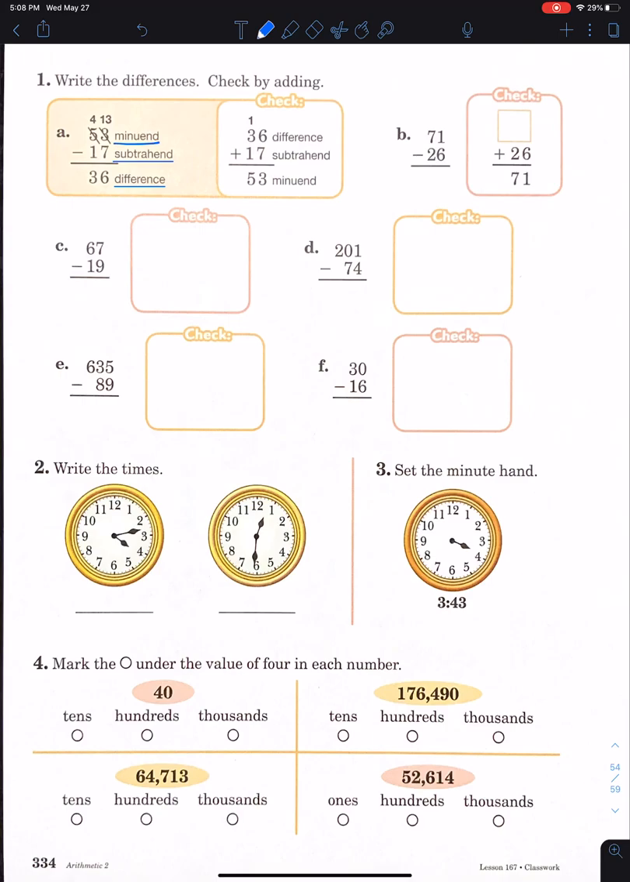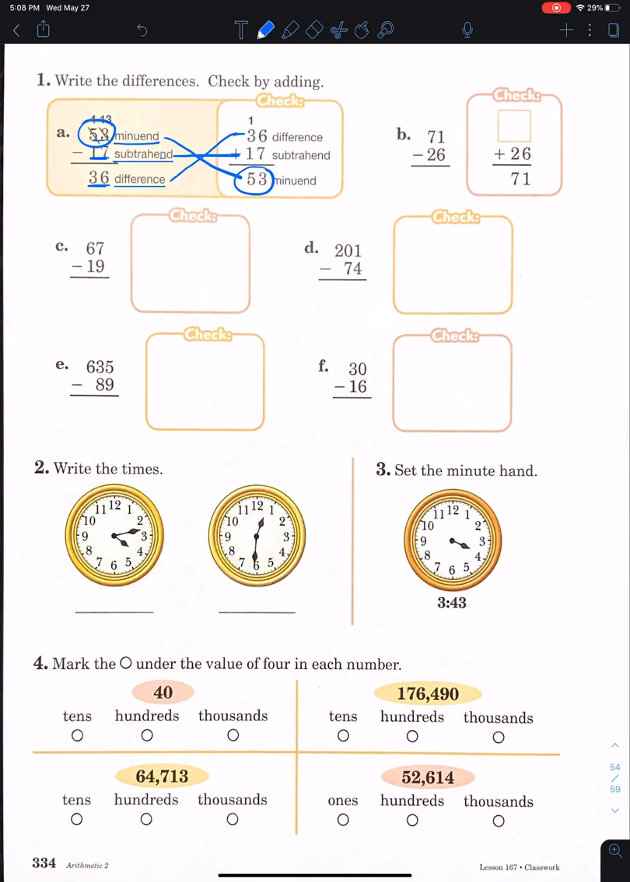In order to check your work, you're going to add the difference. So you're going to bring the difference up, and then add it to the subtrahend. If you get the minuend, you know you did it right. We take the answer, which is the difference, and add it to the second number, the subtrahend. If you got your subtraction problem right, your answer will be the minuend. 53 minus 17 equals 36, so 36 plus 17 should equal 53.